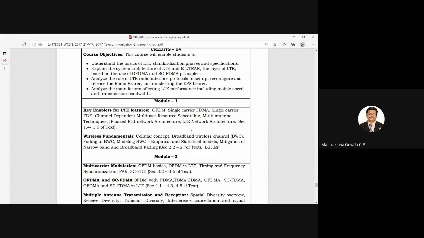Then we discuss wireless channels, the broadband wireless channel. What fadings occur in a broadband wireless channel? Then modeling of the broadband wireless channel, where there are empirical and statistical models. We will be discussing that. Then we will discuss the mitigation of narrowband and broadband fading.